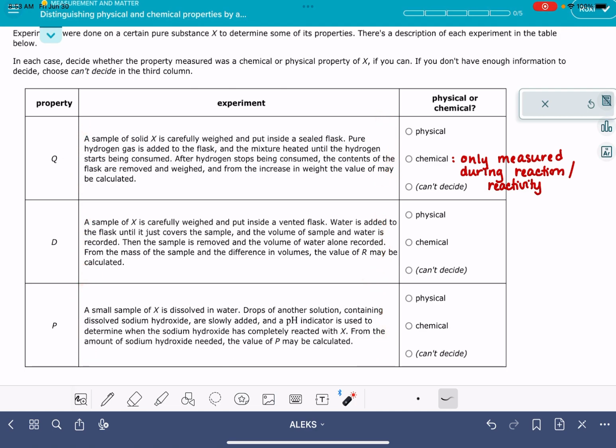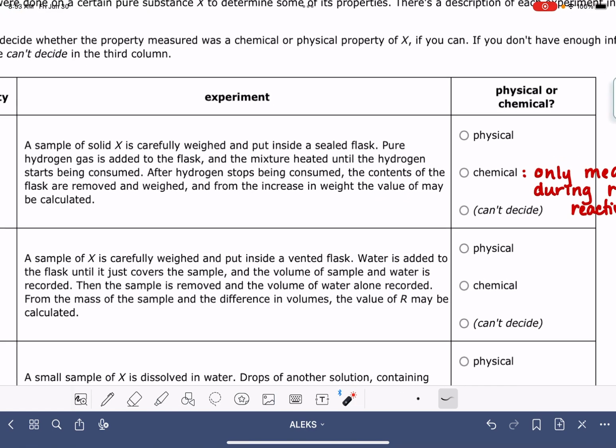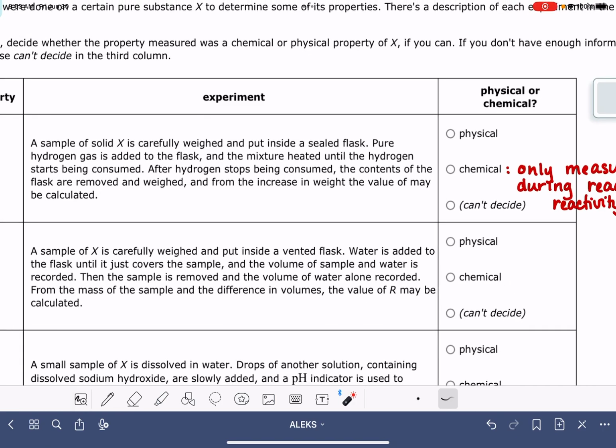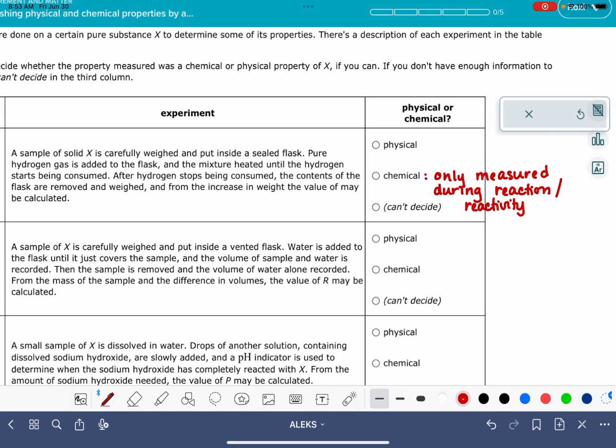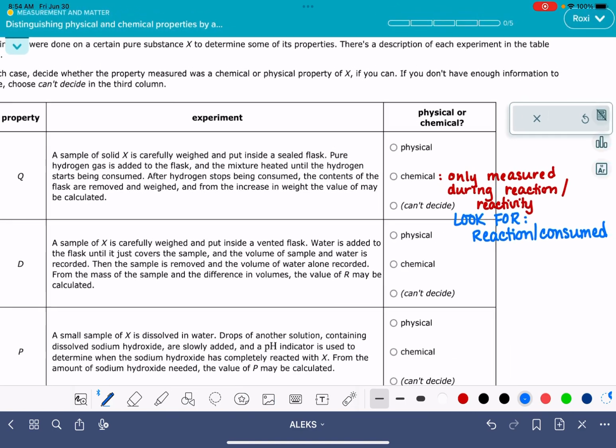So the advice that I'm going to give you when you're working on this particular problem is to scan through the experiments and look for keywords that are associated with the measurement of a chemical property versus a physical property. The keywords I want you to look for in the description are words like reaction, react, reacted, any kind of variation of that. I want you to look for consumed, consuming, consume, any variation of that as well. I'm going to try to think of some more as we're going through this problem.